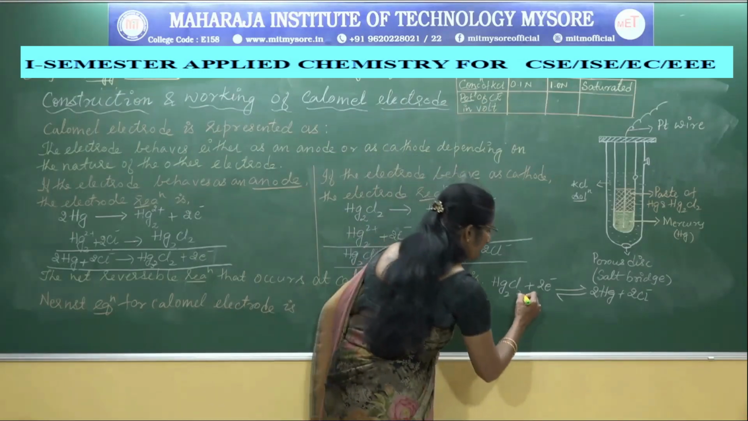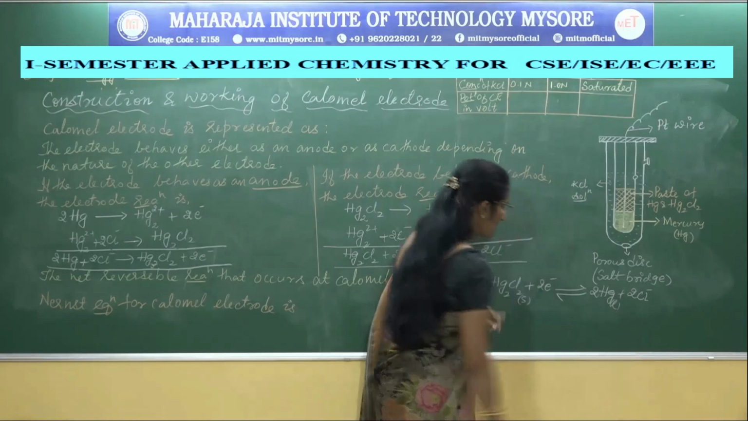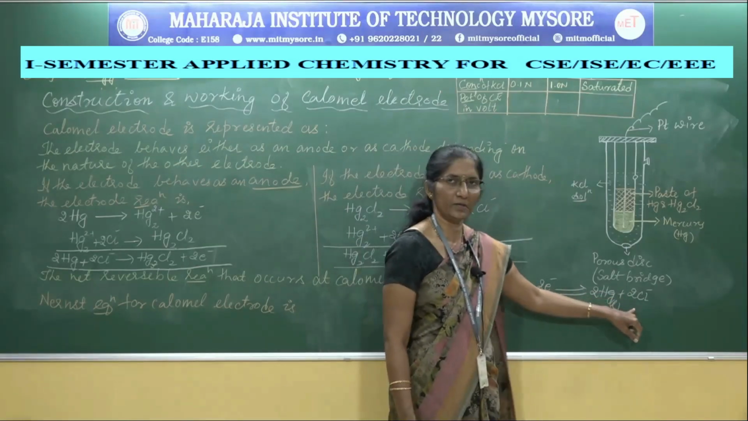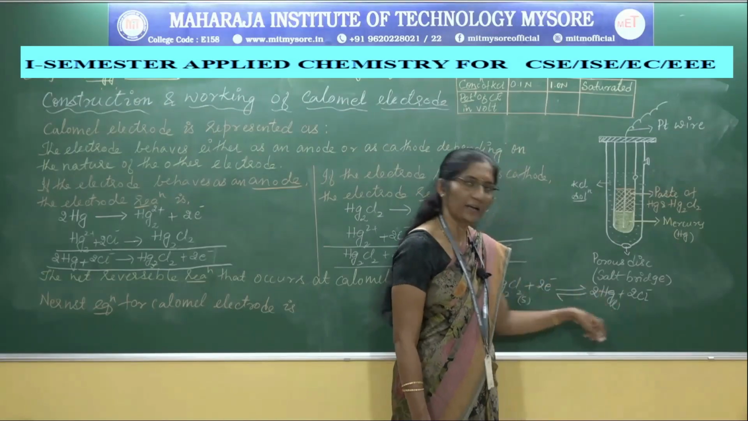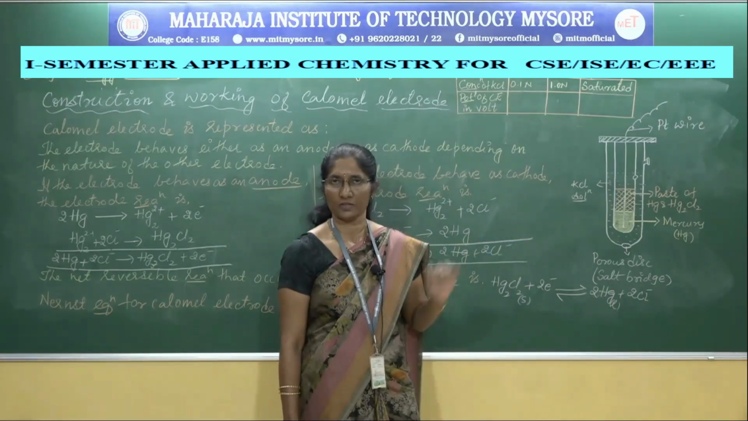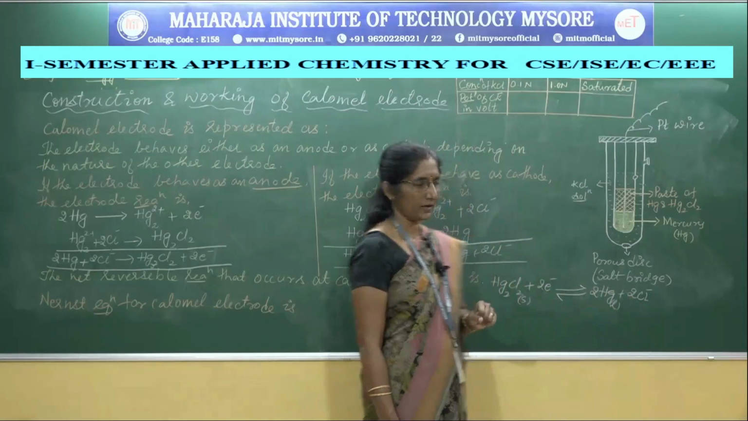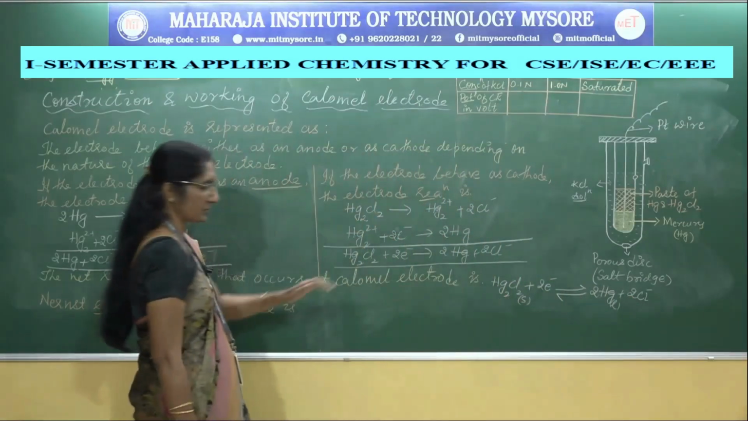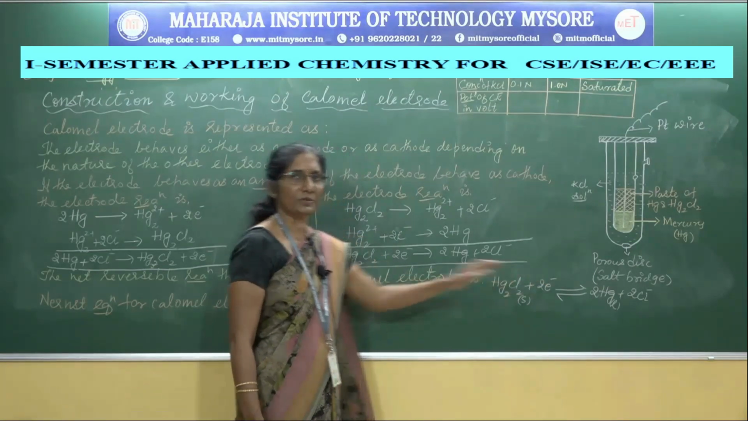Observe that mercurous chloride is a solid and mercury is a liquid. So, therefore, the only variable here is chloride ions. So, therefore, this calomel electrode is reversible with respect to chloride ions. Then write the Nernst expression for this equation. Write the Nernst equation for the forward reaction.